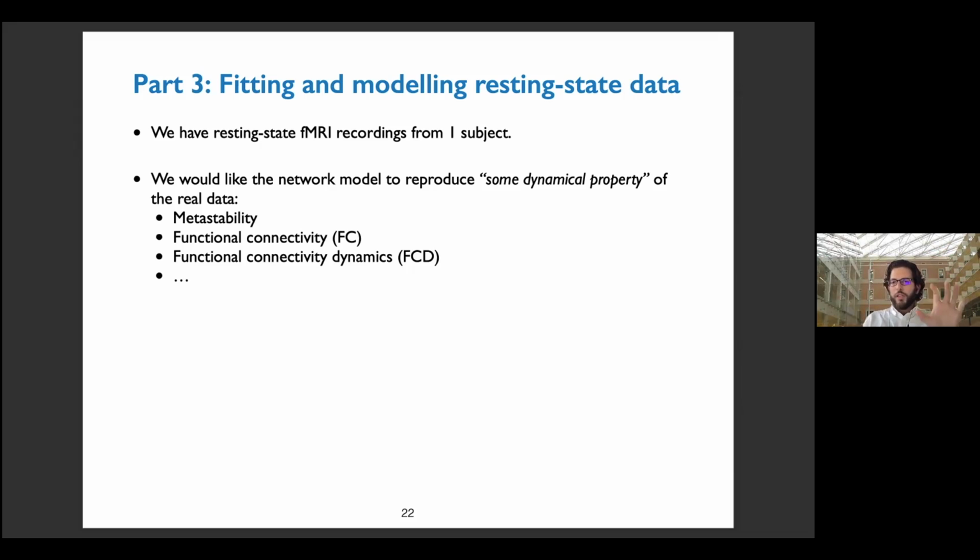Now, when we try to make the model reproduce real properties, what we are doing is what we call fitting. When we do this fitting, we can have different objective functions. For instance, metastability. In Gustavo Deco's lecture, we have seen different of these functions. We can have metastability, the functional connectivity. For instance, we can look for the grand average functional connectivity, and we might want the model to reproduce this. Another function that is commonly used is the functional connectivity dynamics. This is the one that we are going to use to fit our model in this part of the tutorial.